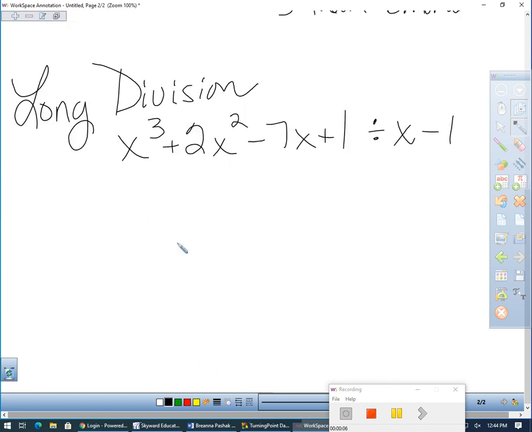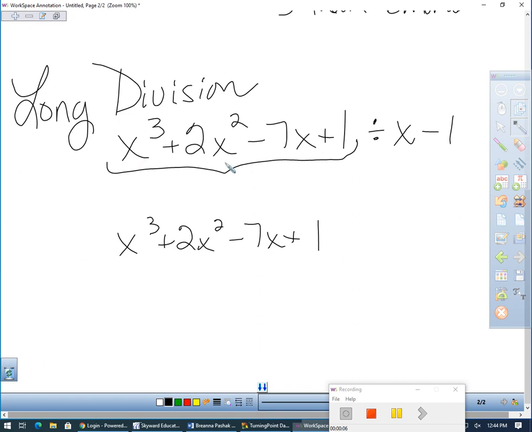All right, so the first thing we do is this piece gets to go inside the house, as you guys call it. So we have x to the third plus 2x squared minus 7x plus 1. If one of those spots was missing, we had to put a placeholder, right? Okay, then we're going to divide by x minus 1. So here, what times x is going to give us x to the third? x squared. We put it above the x squared. x squared times x is x to the third. x squared times negative 1 is negative 1x squared.